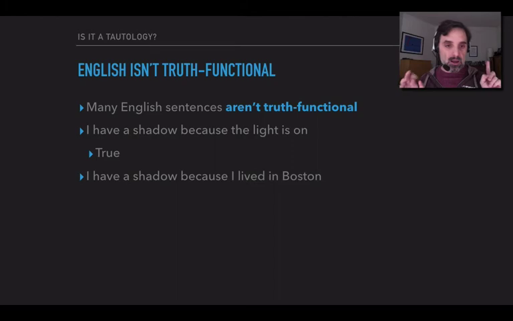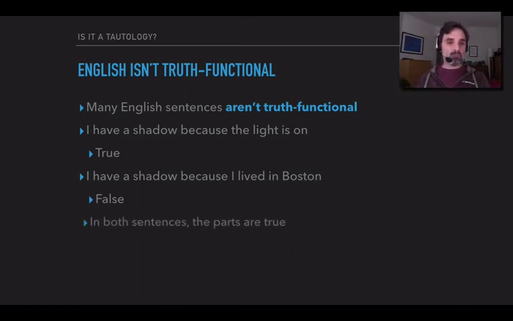But now consider this sentence: "I have a shadow because I lived in Boston." Well, I have a shadow, that's true. I lived in Boston, that's also true. I don't live there anymore, but I used to. So both of the parts of the "because" sentence are true, but the "because" sentence isn't true. It's false. Why do I have a shadow? Not because I lived in Boston.